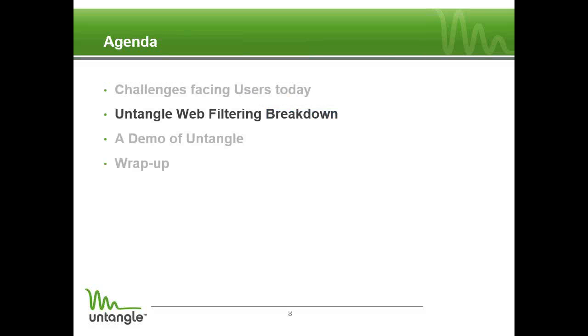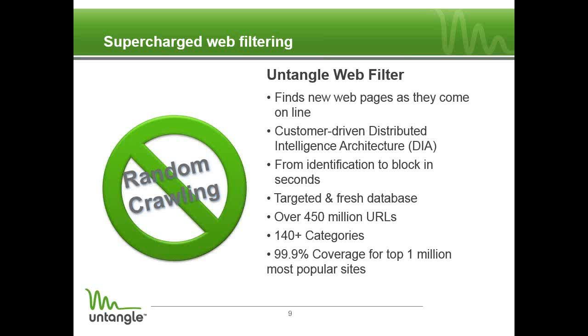So what we'll cover now is some of the things that Untangle does on the web filtering. Our web filter, we consider to be a supercharged web filter when you compare it to others. We'll show you a comparison between us and other vendors out there in a minute. But what Untangle's web filter does is it finds new web pages as they come online, and it has a customer-driven distributed intelligence architecture, and I've got a couple of slides that talk a little bit about what that means. In addition to identification of content within seconds when the actual sites are visited.